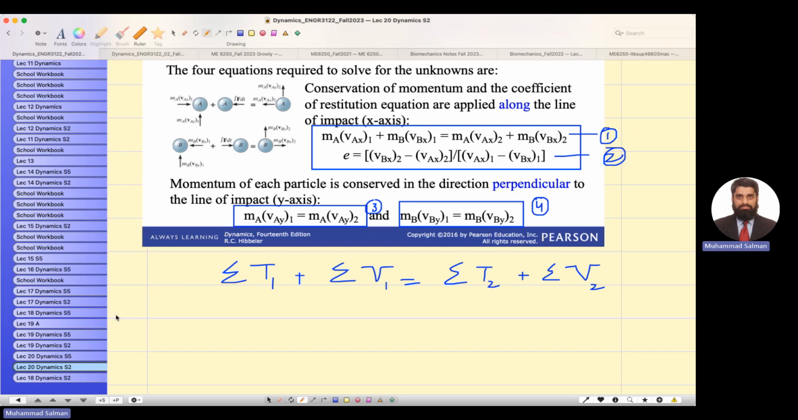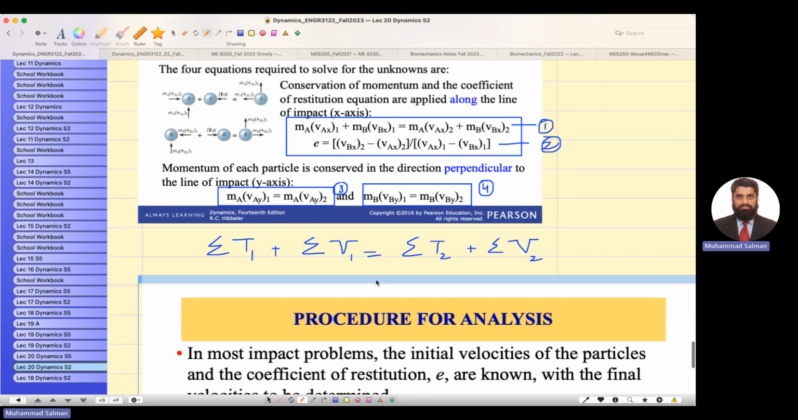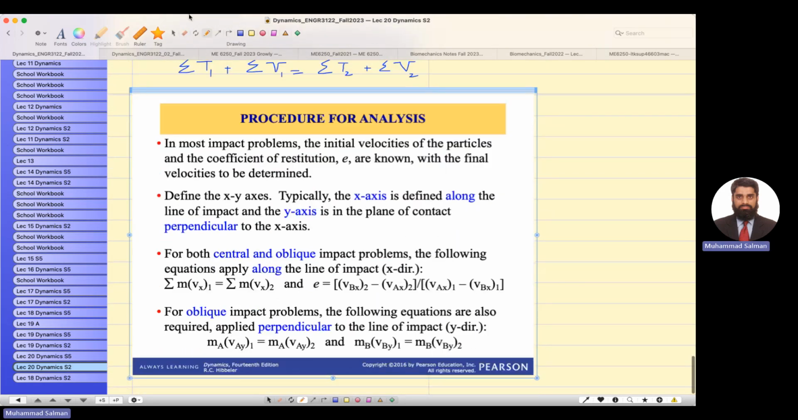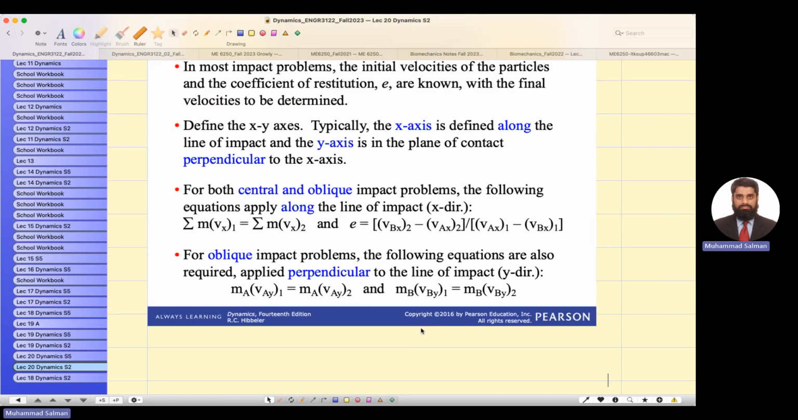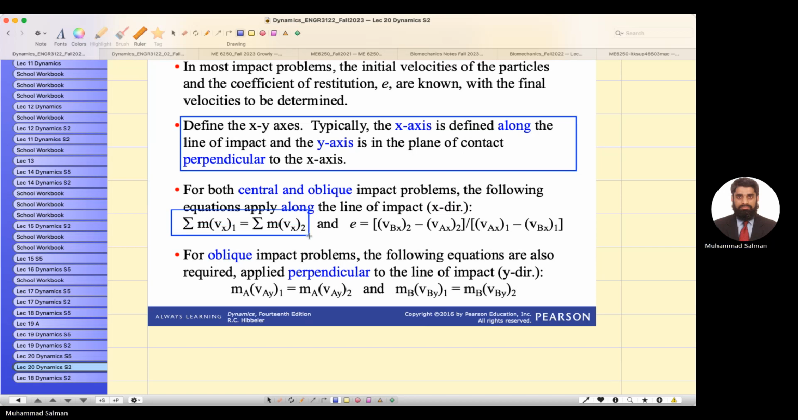So these are the logical steps. If you see a problem, you can use these equations. Again, I'm emphasizing here: first, you define the x-axis. Typically, the x-axis is defined along the line of impact, and the y-axis is perpendicular to the line of impact. Then you use the momentum conservation principle and the coefficient of restitution equation. And for oblique impact, you have two extra equations along the y direction for each individual particle.